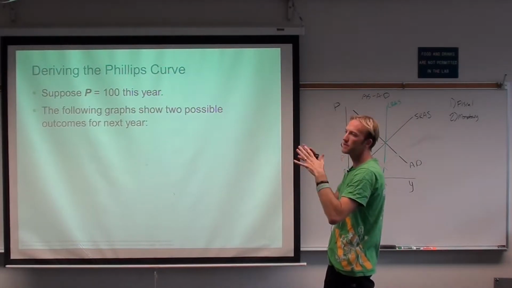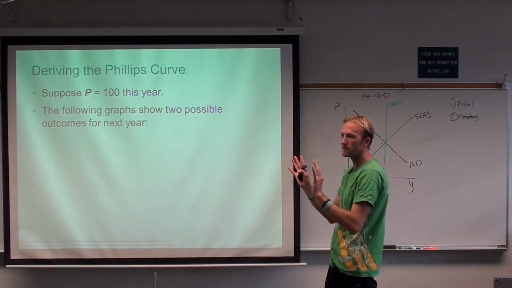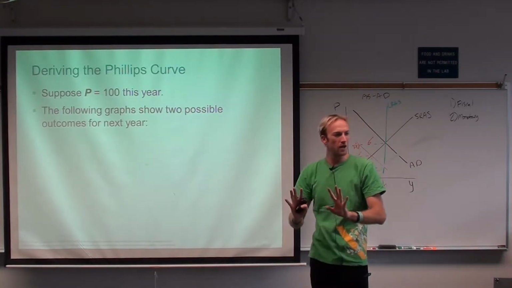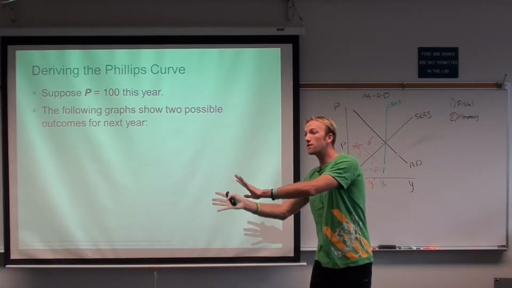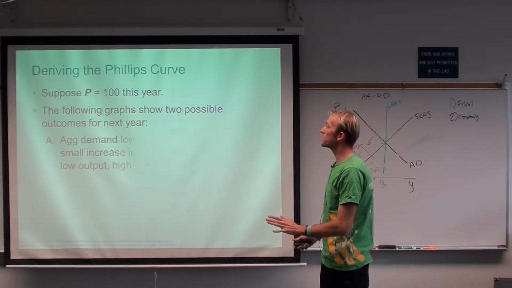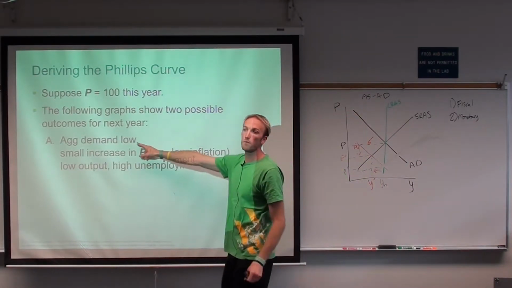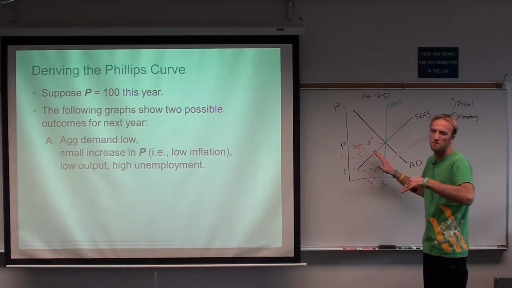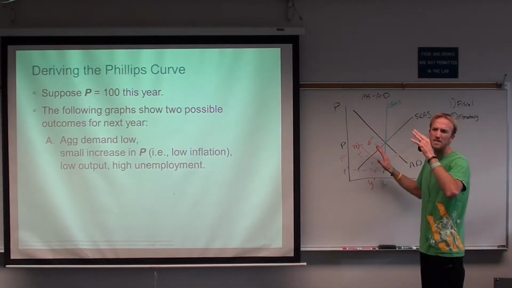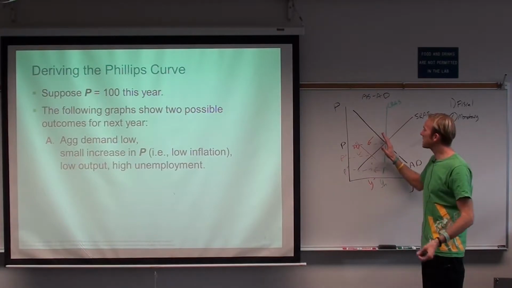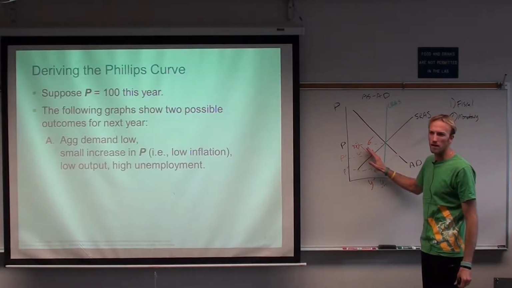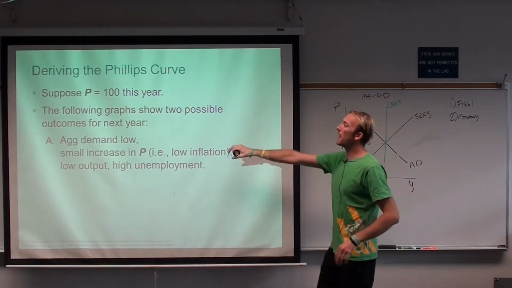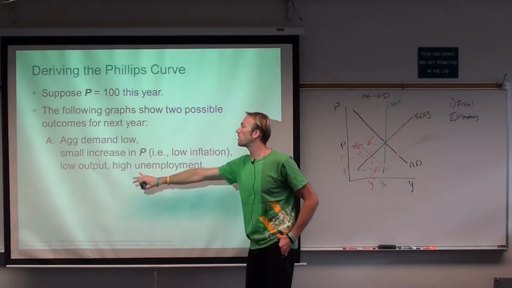Now, there could be 100 different possible options, but in all of my models, we keep it as simple as possible. We could have a good state of the world or a bad state of the world. So we could have aggregate demand low. What does that mean when aggregate demand falls? Some sort of a recession or maybe a stock market crash or something that affects people's buying power. So we could have the bad state of the world, aggregate demand low.